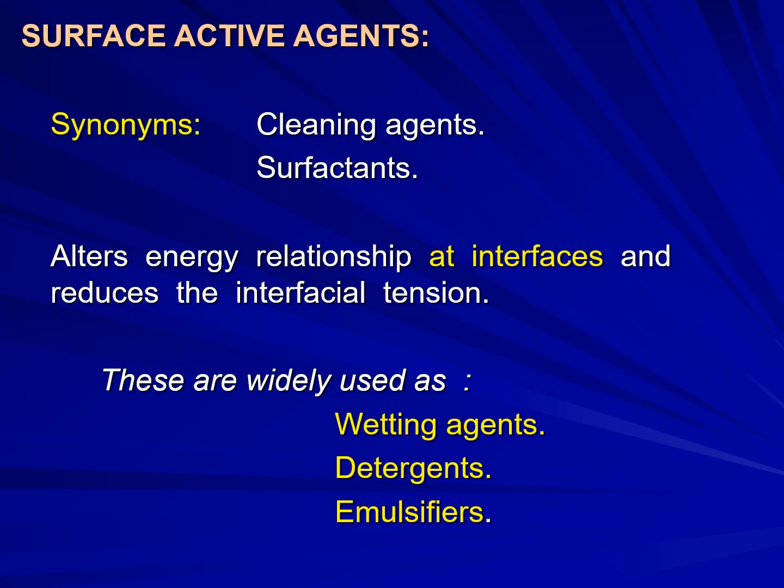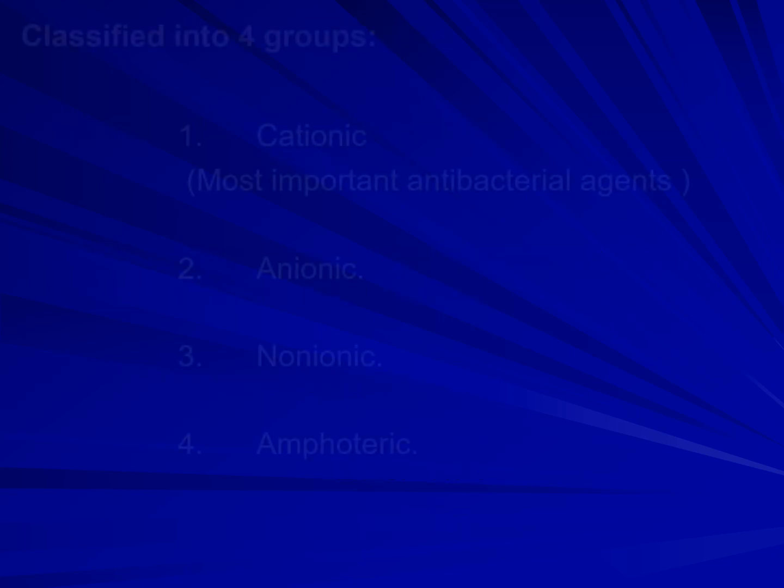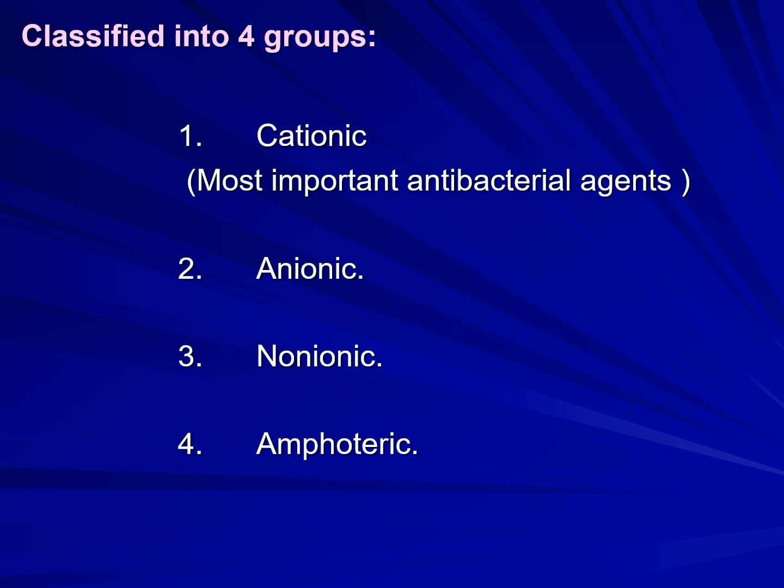Next are the surface active agents. Mainly these are nothing but cleaning agents or surfactants, which alter energy relationship at interfaces and reduce the interfacial tension or surface tension. These are widely used as wetting agents, detergents, and emulsifiers. So these are classified into four types: cationic, anionic, non-ionic, and amphoteric compounds.